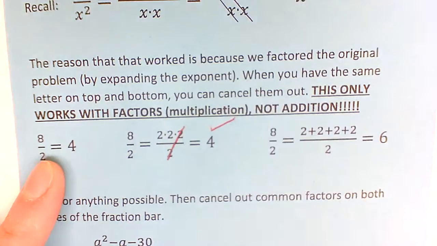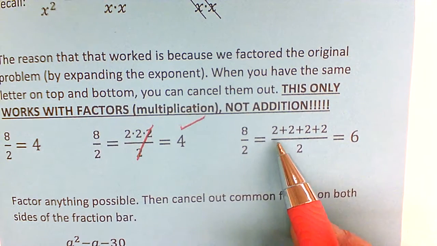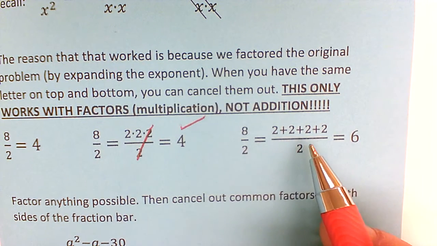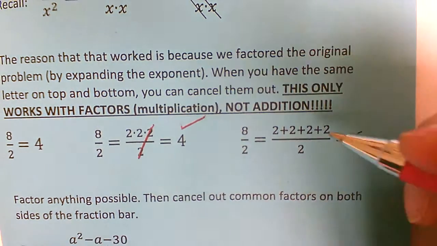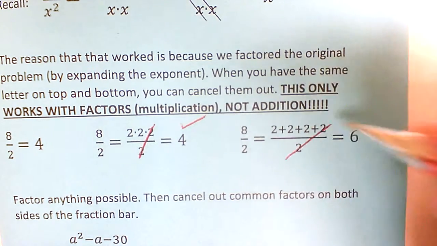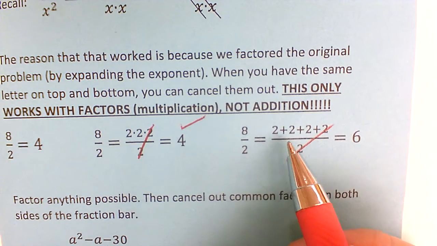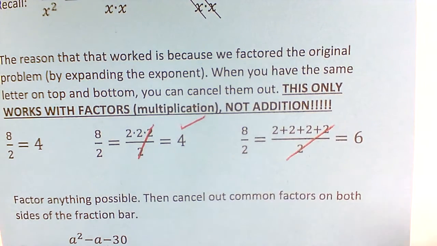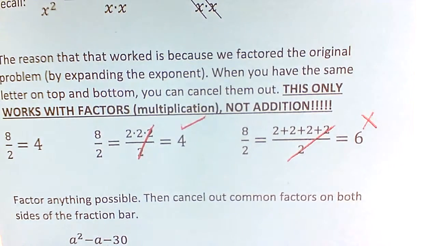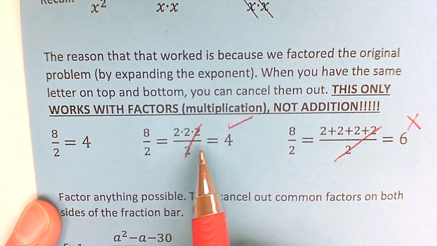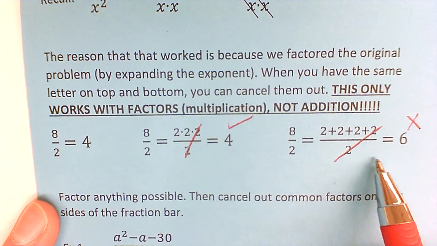This is okay. But if I tried to break up 8 using addition, 2 plus 2 plus 2 plus 2, and then I cancel out one thing that they have in common, now this is telling me that my answer is 2 plus 2 plus 2, which is 6. So that does not work. That's why this works with multiplication, but not with addition.